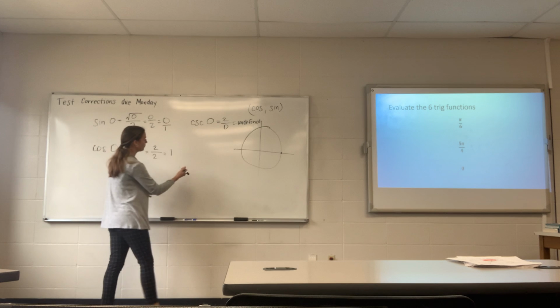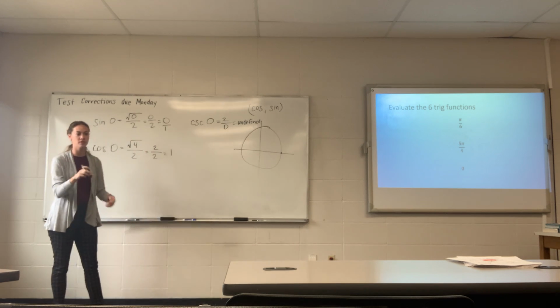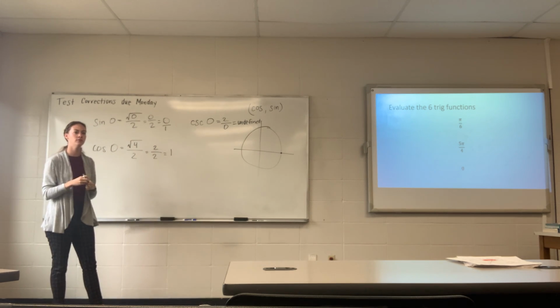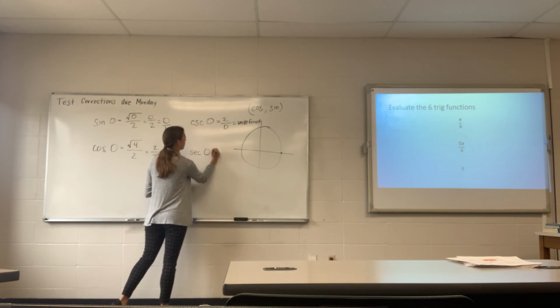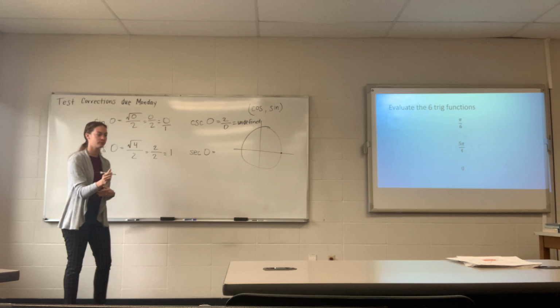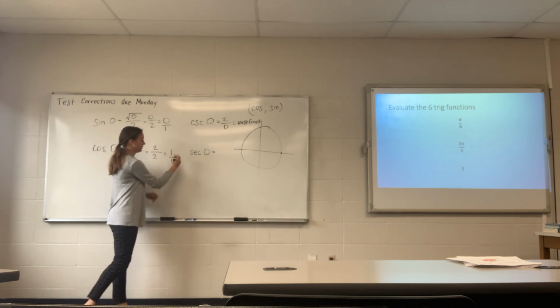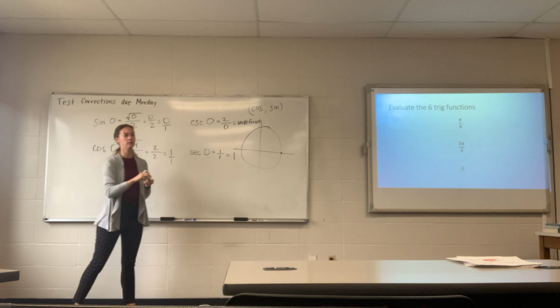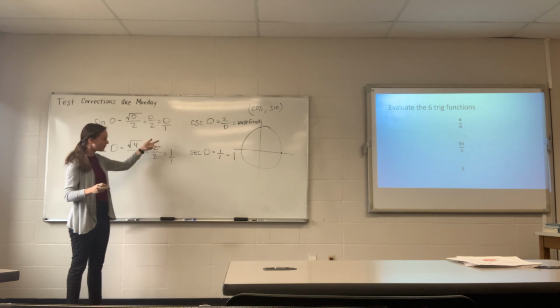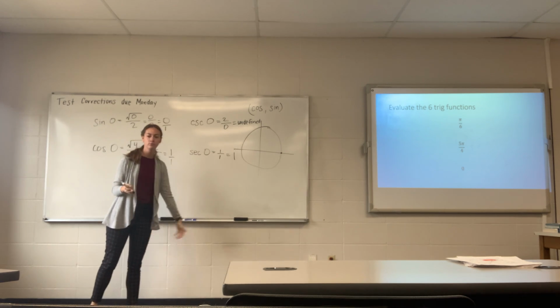So then cosine, what did you guys just tell me it's paired with? Secant, okay. So what do you guys think my secant is going to be at 0? 1 over 1, which is still 1. So my secant there is going to be 1, because if I take this one and flip it, it's still 1 over 1. Okay, so it's going to be 1.